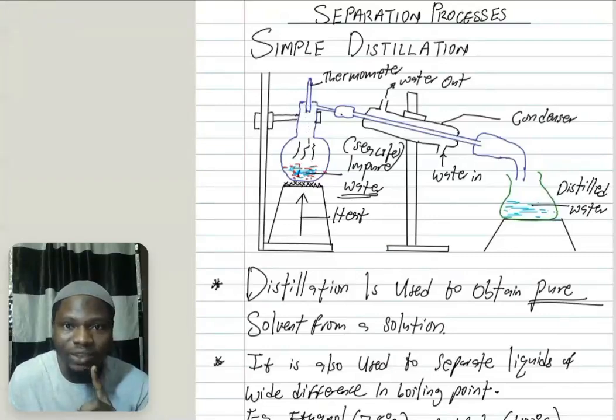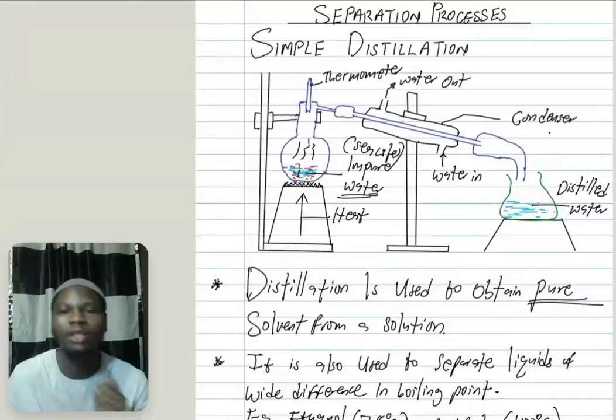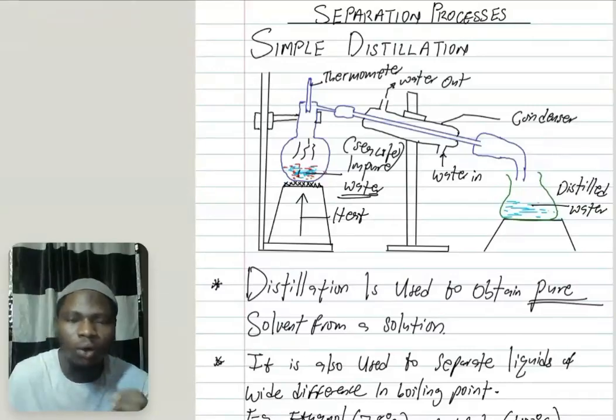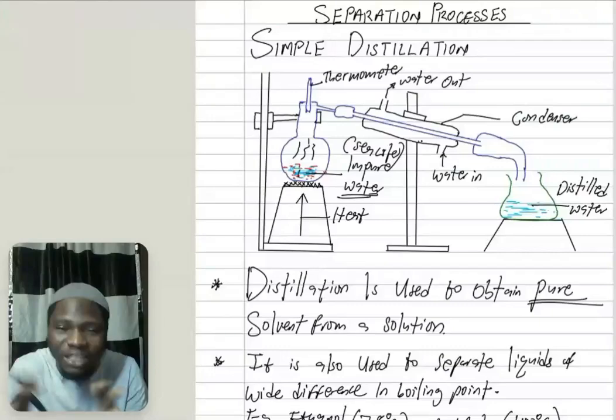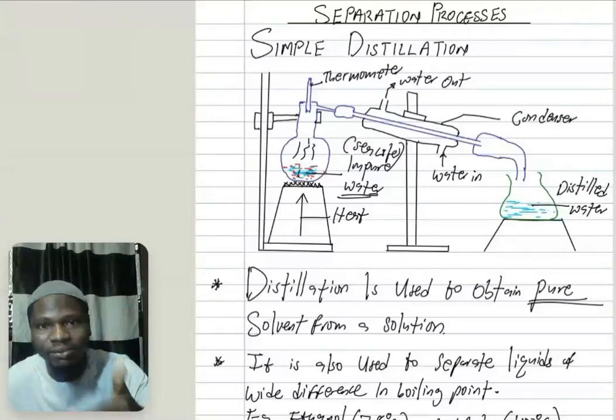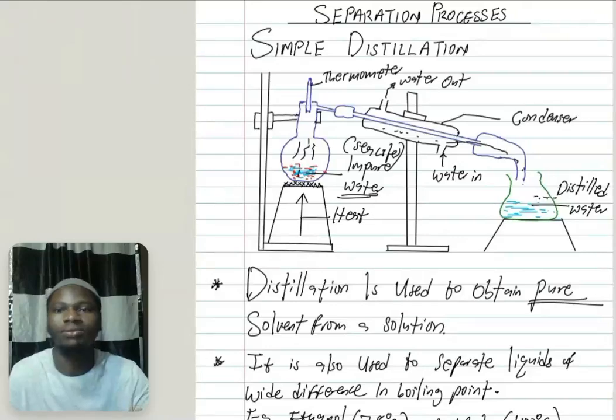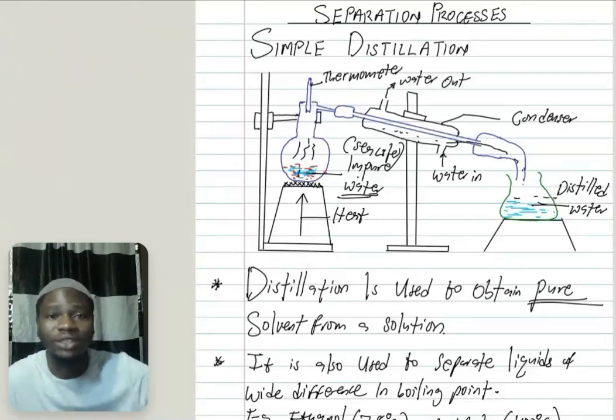Then, when the steam gets to this condenser, what happens? Let me remind you: what's the meaning of the word condensation? Condensation means when gas turns back to liquid. So when the steam gets here, it is cooled by the condenser, and if you cool gases, they come back to liquid. The liquid will come here this way. So when the water gets to 100 degrees Celsius, till everything leaves, everything will come here as distilled water.